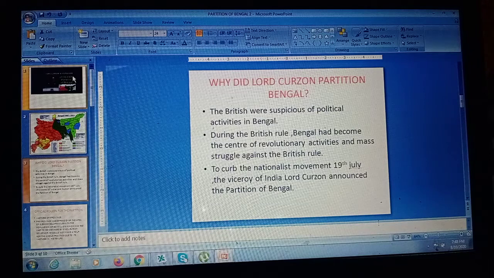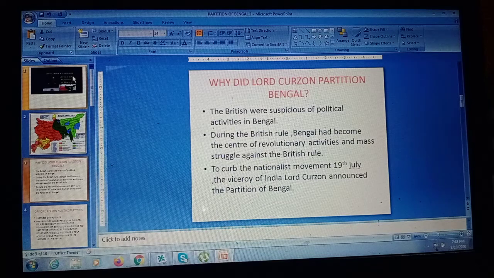And to curb the nationalist movement, on 19 July 1905, the Viceroy of India, okay, and children, you have to know the meaning of Viceroy and Governor General, the representative of the British Crown in India. Like today, we talk about the Prime Minister and the Chief Minister. So the Viceroy becomes the Chief Minister and the Governor General the Prime Minister. You have to know that, children, they are the representatives of the British in India then.